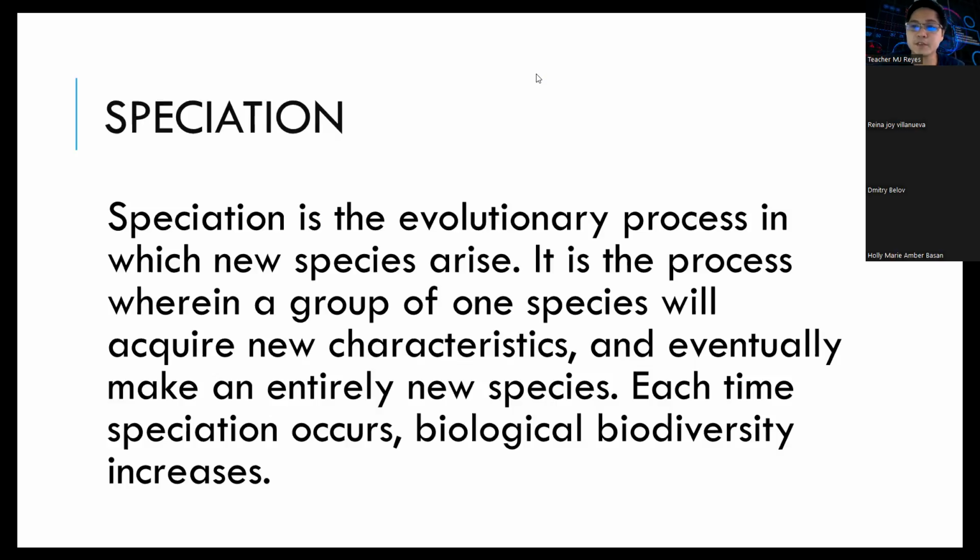A new species arises from a previous species, of course, and eventually makes an entire new species. Each time speciation occurs, biodiversity increases. Because again, there are some varieties that actually come out from that particular biome or particular environment. Okay.